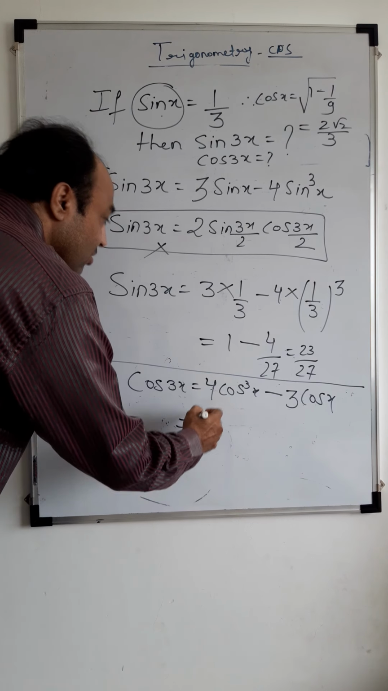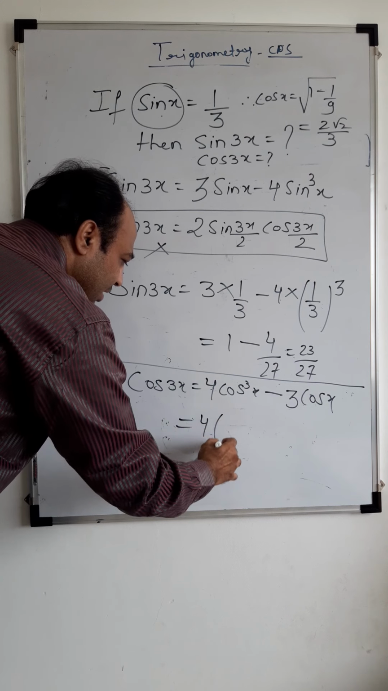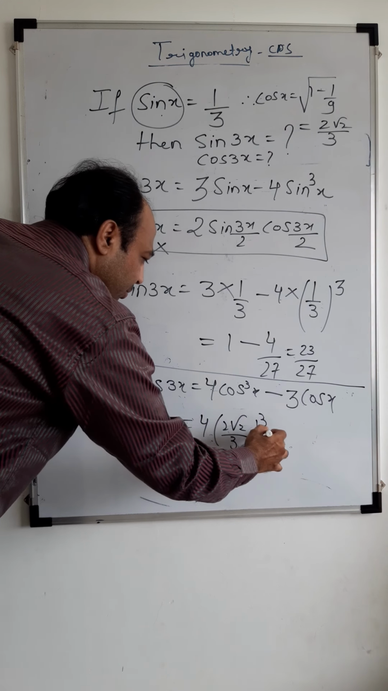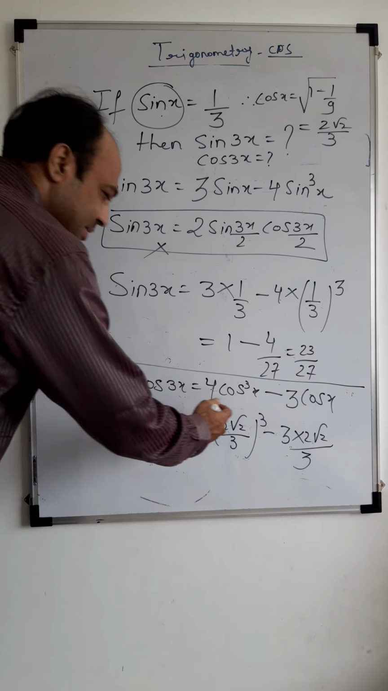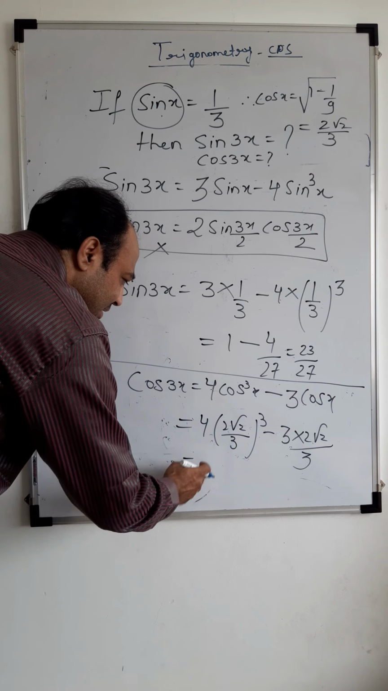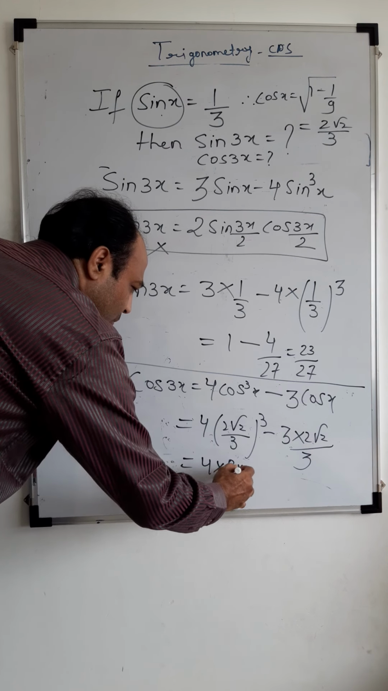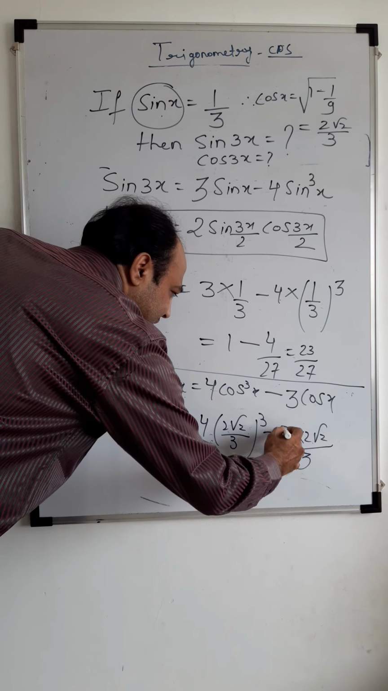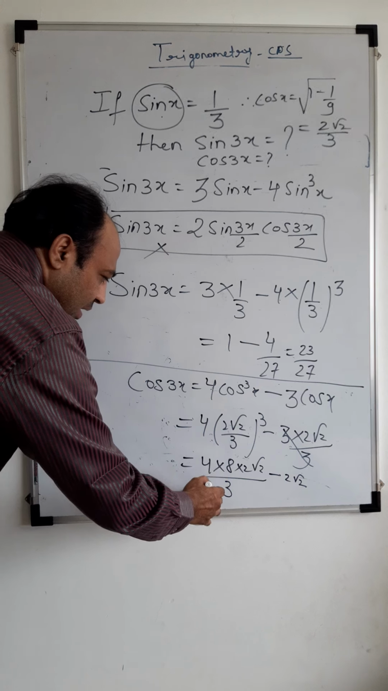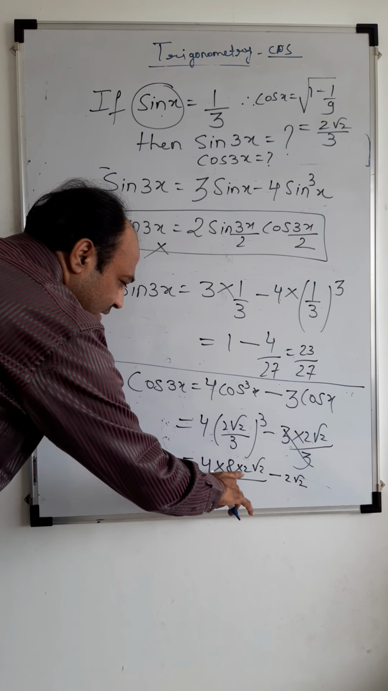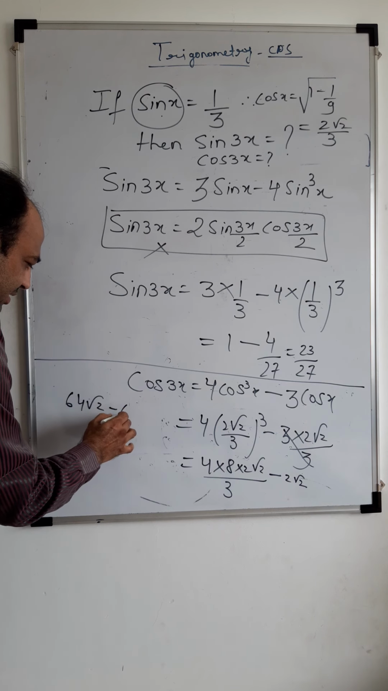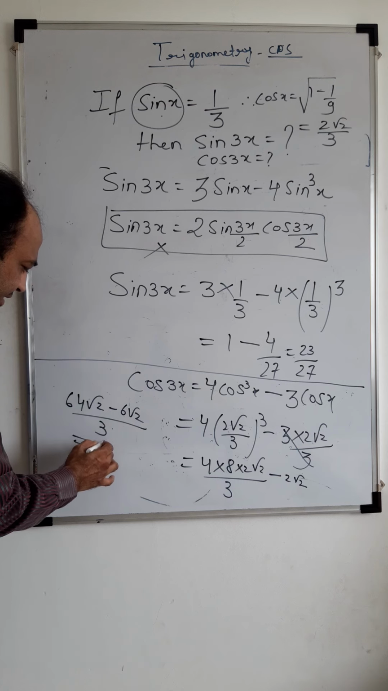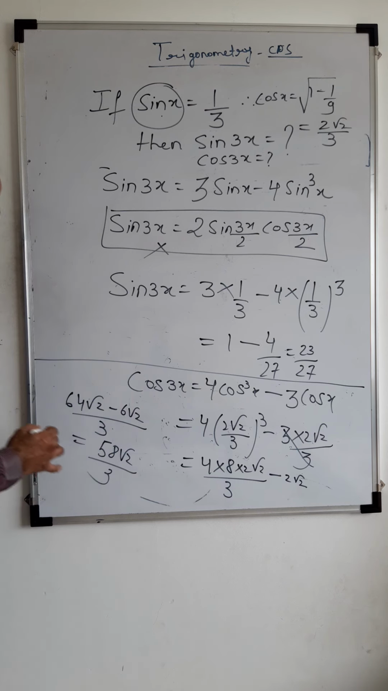Now we will substitute here. Cos x we came to know is 2 root 2 by 3. So 4 into 2 root 2 by 3 whole cube minus 3 times 2 root 2 by 3. Okay? Now we'll simplify this. That is nothing but 4 into 8 into 2 root 2 by 27. After simplifying, it is 64 root 2 by 3. 64 root 2 minus 6 root 2 by 3, which is 58 root 2 by 3. This is the answer of cos 3x. Okay?